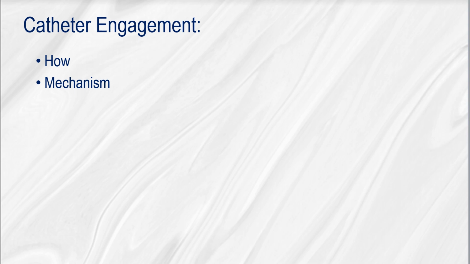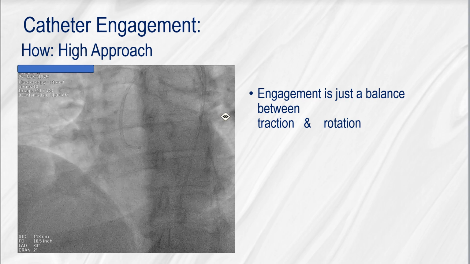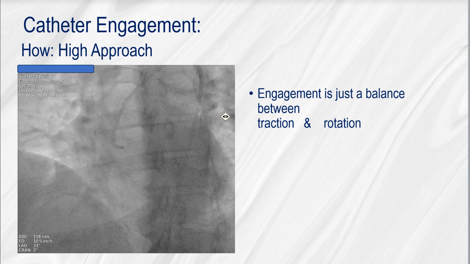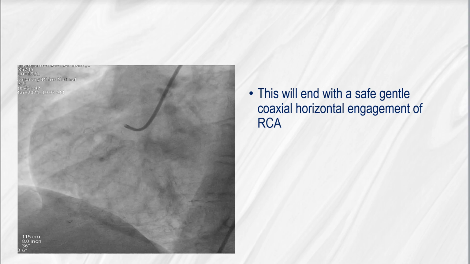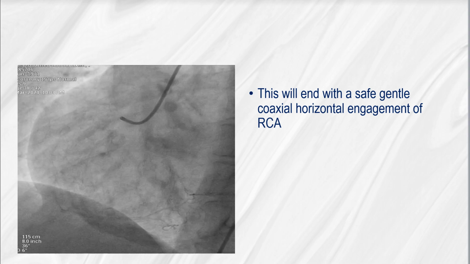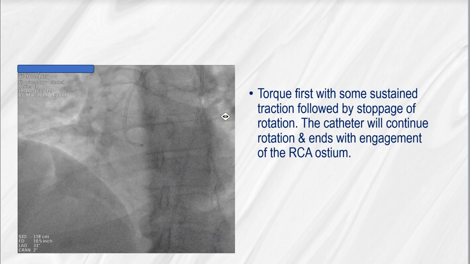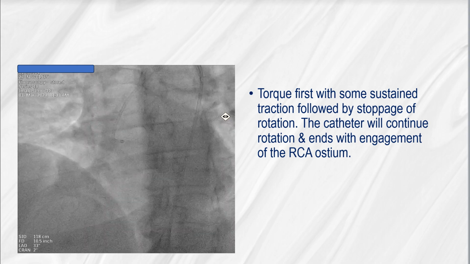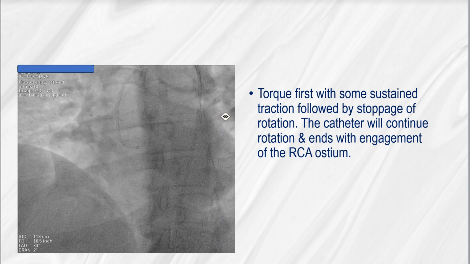Regarding catheter engagement, we will discuss how to engage and the mechanism of engagement. Regarding high approach, RCA engagement is just a balance between traction and rotation. And this will end with a safe, gentle, coaxial, and horizontal engagement of the RCA. Torque first with some sustained traction, followed by stoppage of rotation. The catheter will continue rotation and ends with engagement of the RCA ostium.